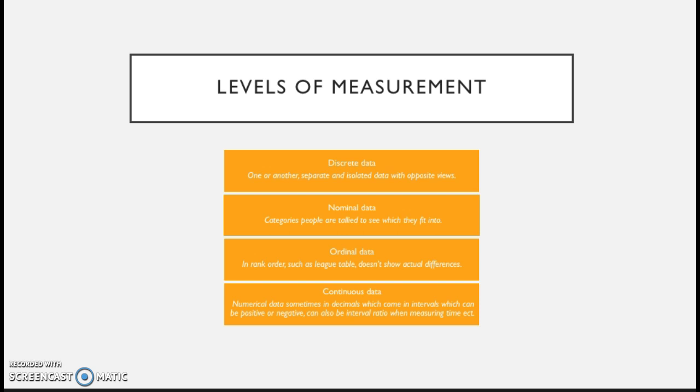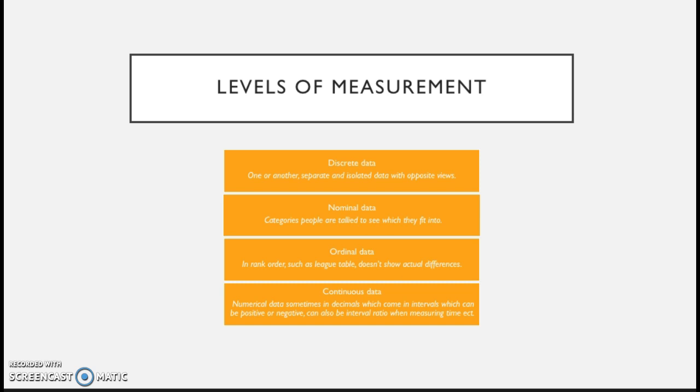So this can be done in a discrete way. This is where two options are given, so A or B, and you have to choose one or the other. This is discrete data because it's only got one or two versions. Now this is part of nominal data, however it's discrete because there are only two options.